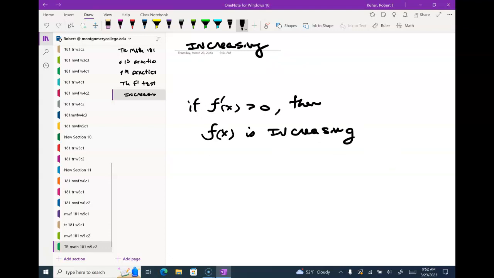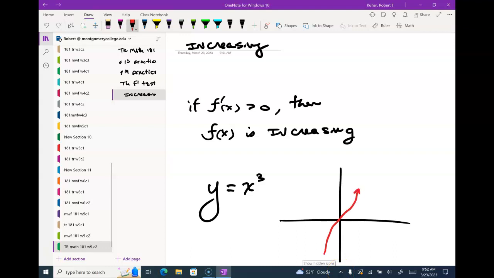So for example, y equals x cubed, right? Take a look at that curve. Of course, we know this. So there's my curve, and if I draw a bunch of tangent lines on it, look at that tangent line, look at that tangent line, look at that tangent line. Notice they're all positive. They all have positive slopes, right? You with me there?